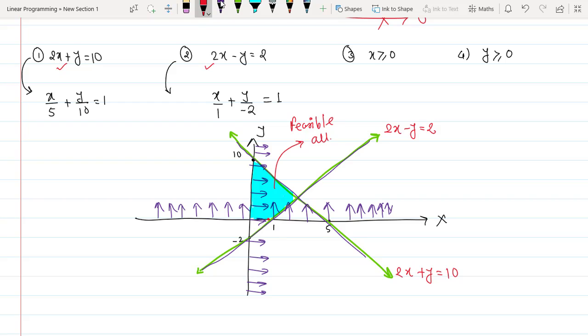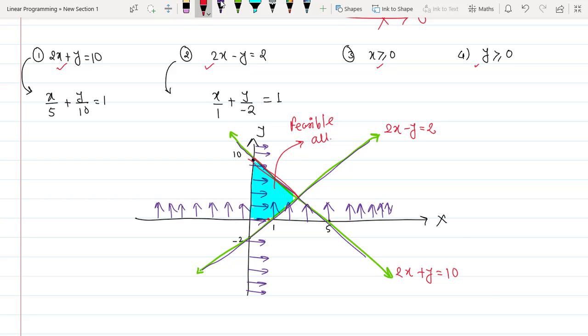These two equations will be satisfied in this region, and these two will also be satisfied in this region. Is it okay? So these are the equal to signs, which will be satisfied on the line, and the greater than will be satisfied on this side. Okay, good. So this is what we get.